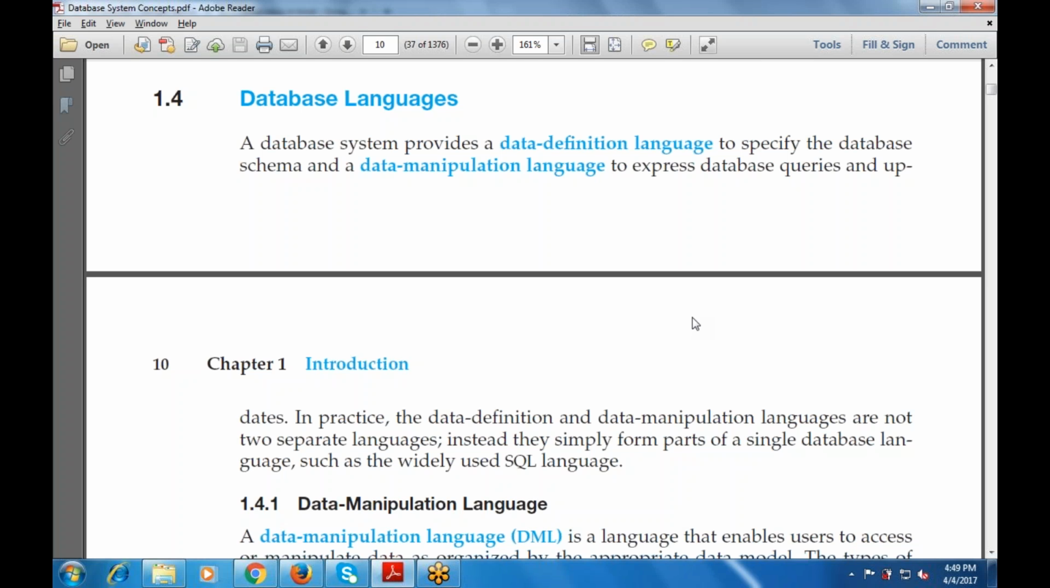And in practice, the data definition and the data manipulation languages are not two separate languages. Instead, they simply form parts of a single database language, such as the widely used SQL language. So it's the SQL language that is widely used for the data.